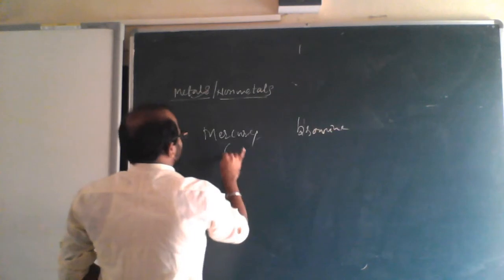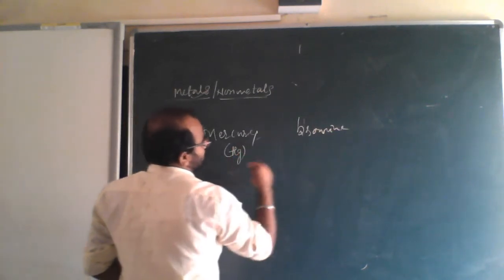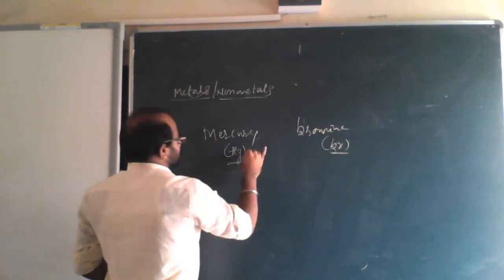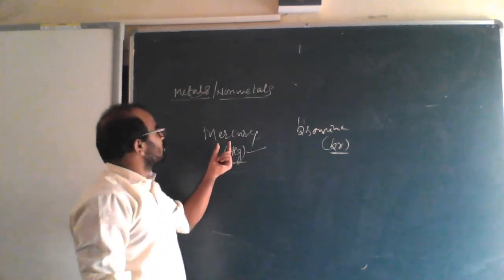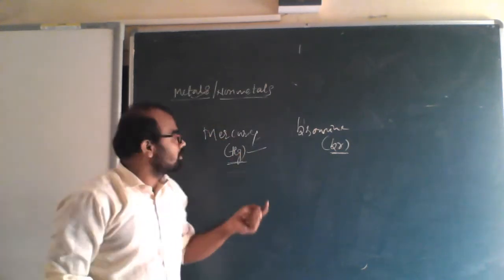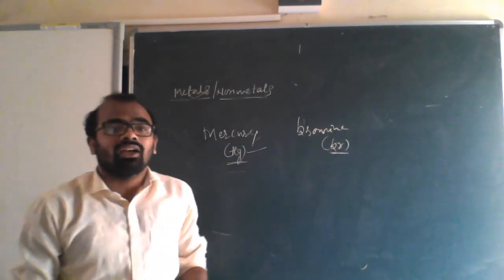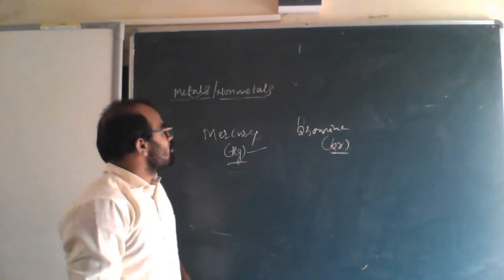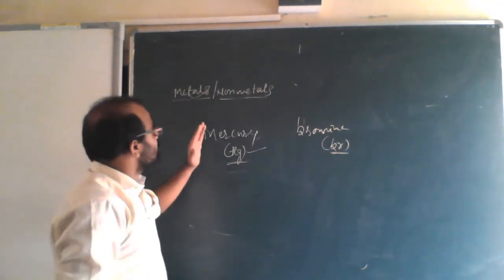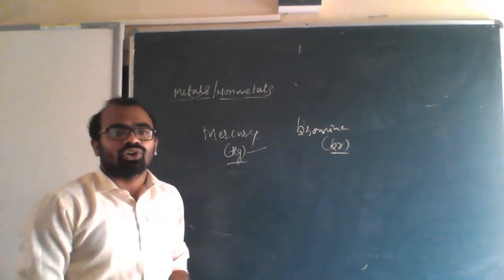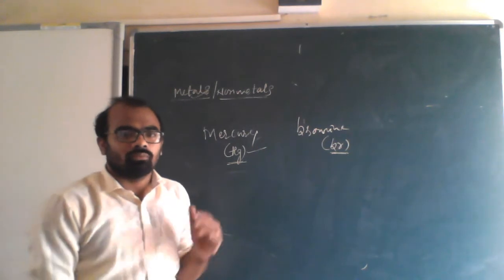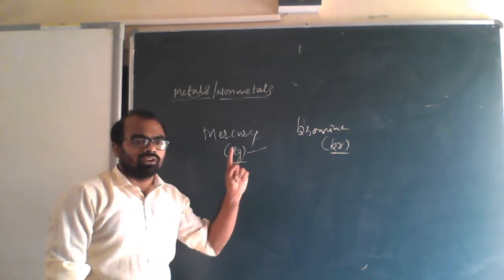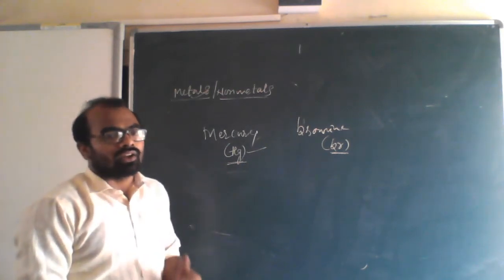See, the formula of mercury is Hg. Formula of bromine is Br. Mercury is a liquid metal, whereas bromine is a liquid non-metal. Okay, so this is regarding metals and non-metals. Mercury and bromine: liquid metal, liquid non-metal. And after this, what comes here?